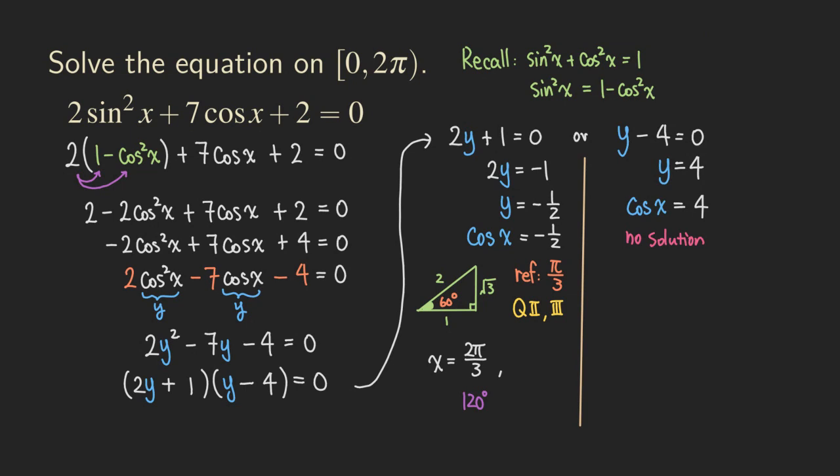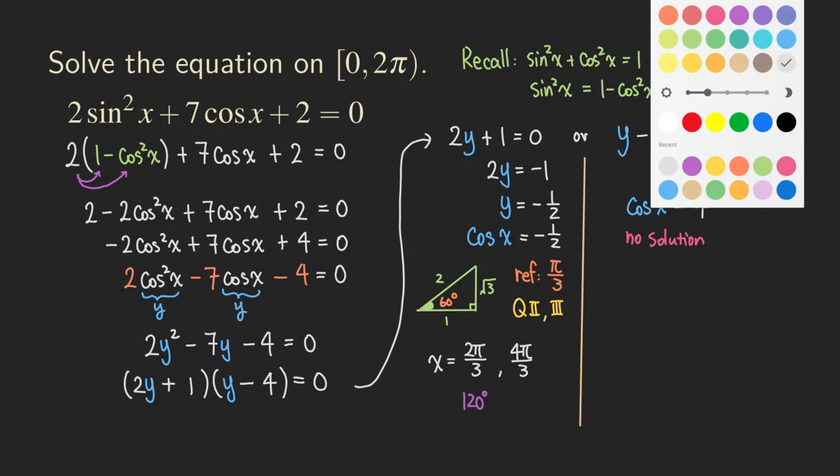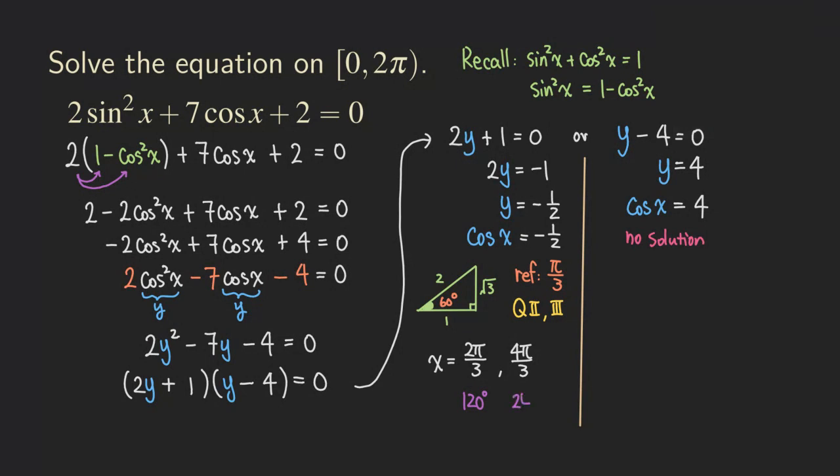What about the other angle? The other angle is in quadrant 3, and that has a reference angle of 60, so that's 4 pi over 3, which is the angle of 240 degrees. Those are the two solutions, and they both come from case 1. And then what about case 2? Case 2 does not give any solution. So our only solutions on the interval from 0 to 2 pi are 2 pi over 3 and 4 pi over 3. Okay, so that's it for this problem.